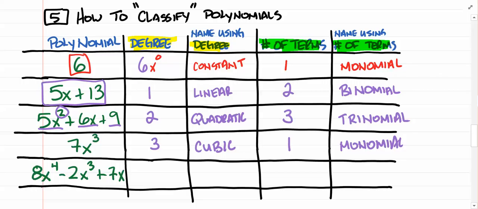And then take a look at the last one here, right? We have a degree of 4, so the degree is 4. So anything above a third degree, we just call this the number and then the degree. So this would be a 4th degree. We don't really have any names for it. So if it was like a 5th or 6th or 7th degree, you would just write out the word for that number. The number of terms that this thing has is 3, because it has the 8x to the 4th, the negative 2x to the 3rd, and the 7x. So anything with 3 terms would be a trinomial. Okay, so this would be a 4th degree trinomial.